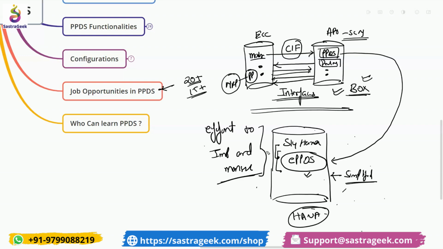PPDS is getting reduced. A lot of clients earlier wanted to go ahead with ePPDS, but because of the complex architecture, they were not adopting. But now the adoption of ePPDS is becoming quite easy. That's what we have seen: after S4 HANA came into the picture and after embedded PPDS came into the picture, adoption of PPDS is increasing.